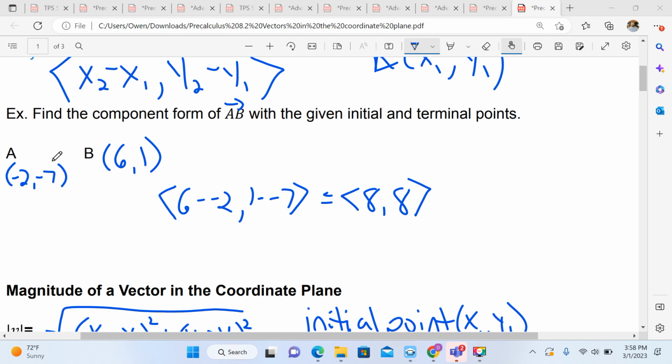So I have an example right here. We have point A as negative 2, negative 7, and point B as 6, 1, and we have the vector AB. The letter to the right is your terminal, the first letter is the initial. So it's going to be terminal minus initial. So 6 minus negative 2 is 8. 1 minus negative 7 is 8, giving you 8, 8.